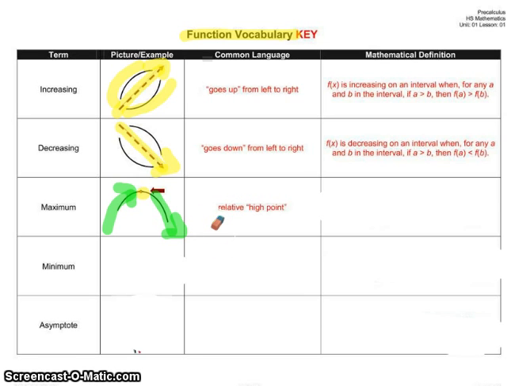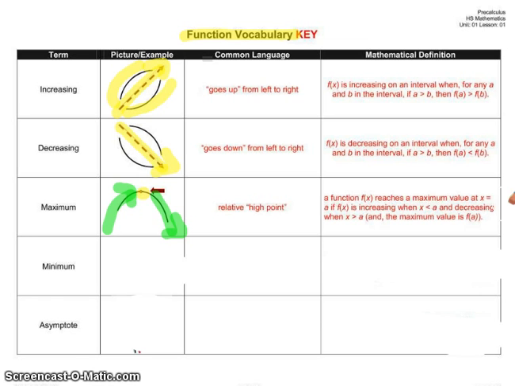Can a graph have more than one maximum? The answer to that is yes. At any time where it switches from increasing to decreasing, a function will have a maximum. So our official mathematical definition, a function f of x reaches a maximum value at x is a if f of x is increasing when x is less than a and decreasing when x is greater than a. Then the maximum value is f of a.